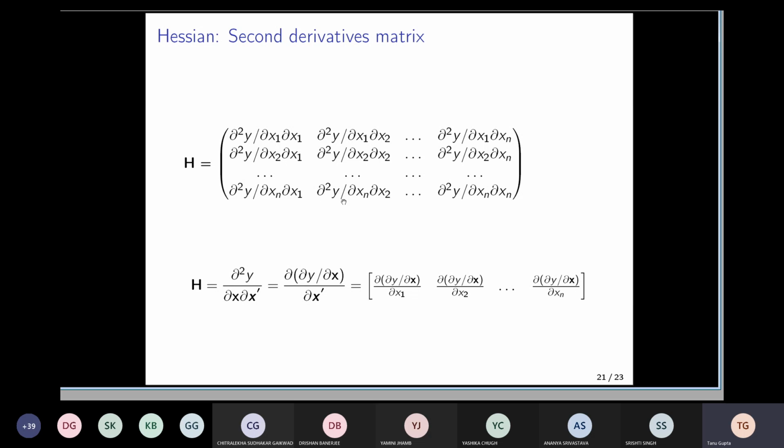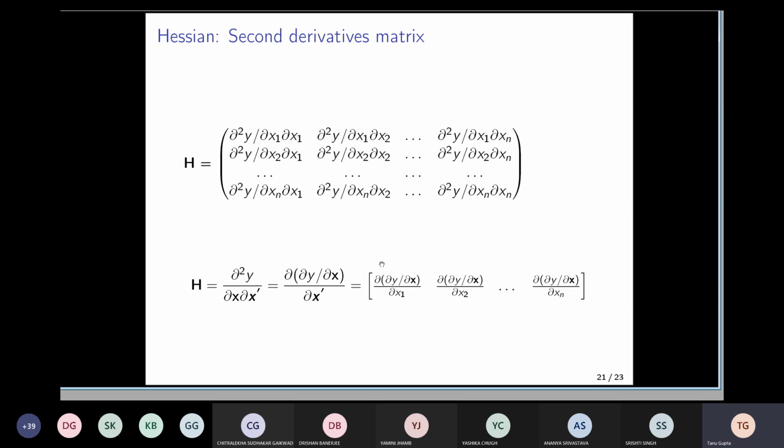Yes. What is the second column? The second column is nothing but the derivative of the del y by del x vector with respect to x2. We are just using the previous notations. Whatever we have learned previously, we are again applying the same thing here in terms of stacking.